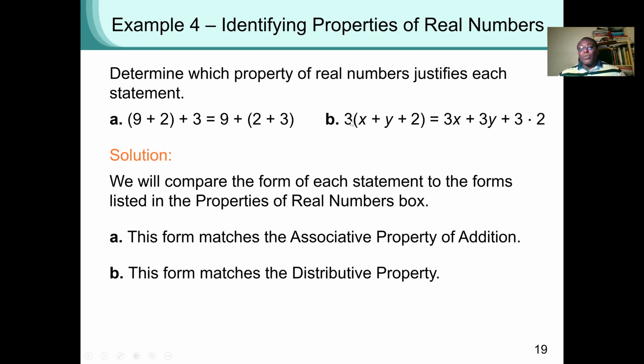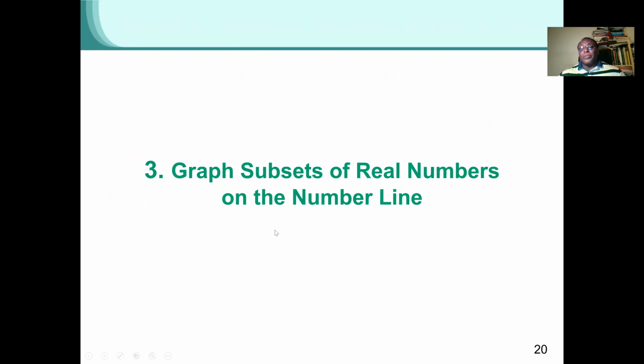Here we can see that we multiply 3 by everything in parentheses. So this is like distribution. So we are using the distributive property. So B is using distributive property. A is using, again, associative because we are changing the values in the parentheses.